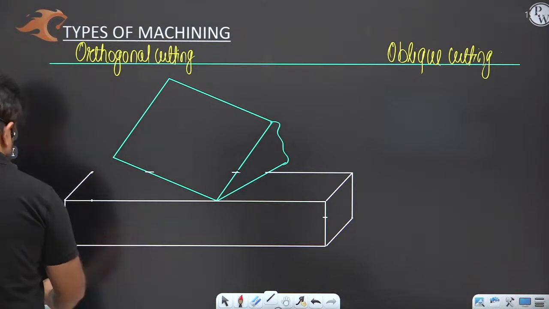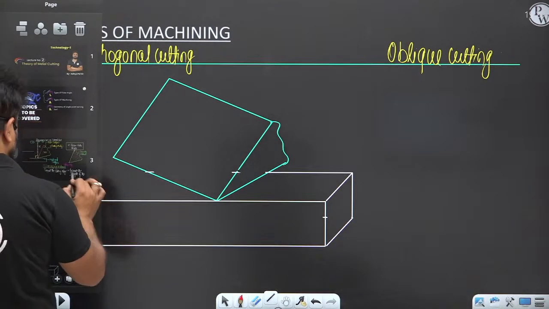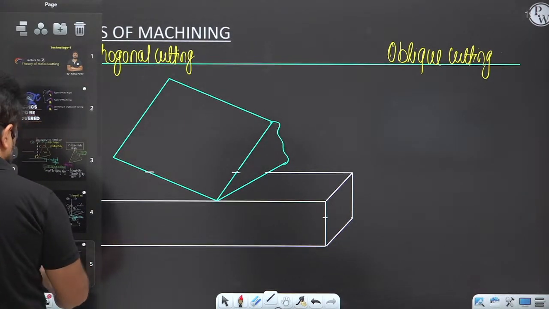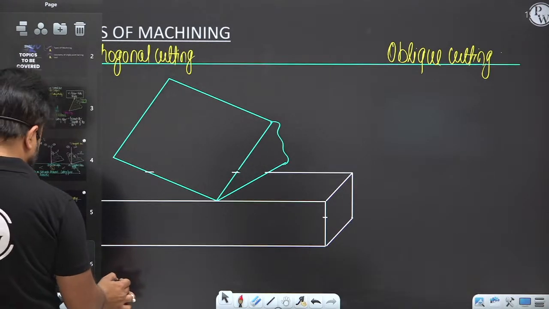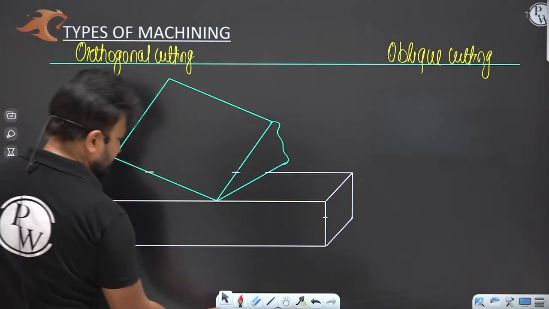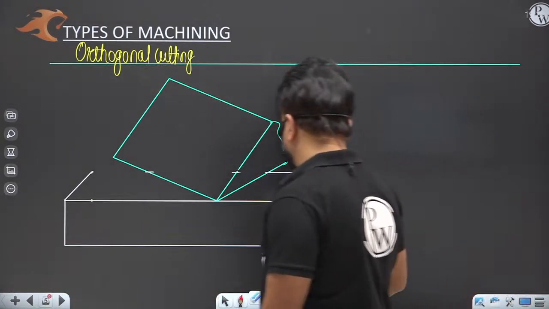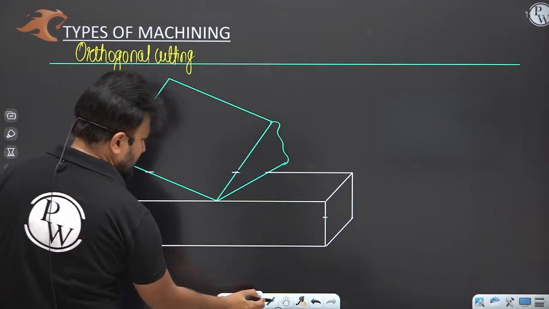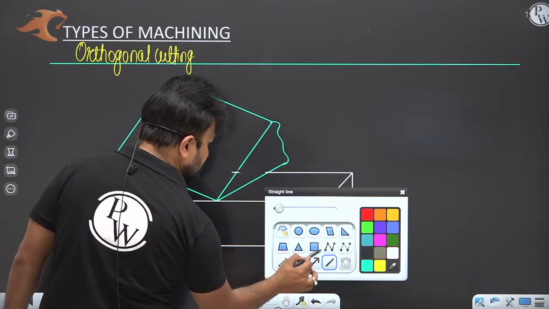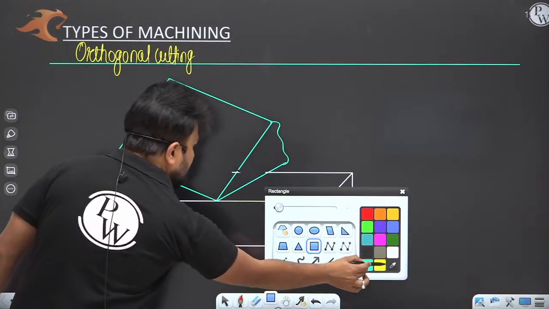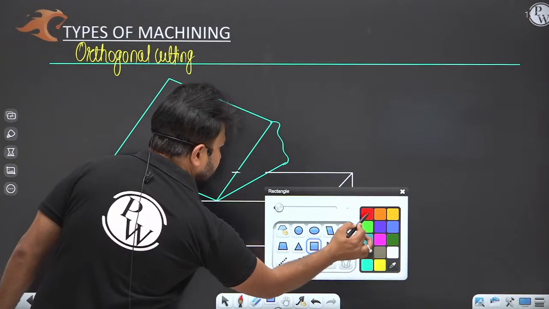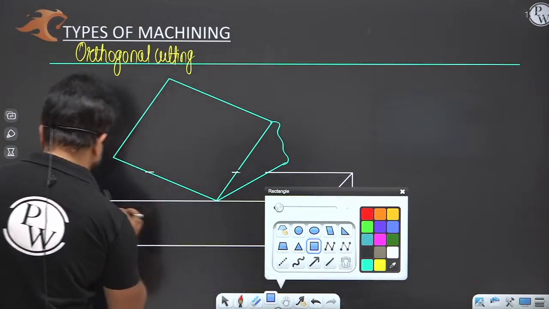Let me make a copy of this diagram. And first of all, I am going to explain orthogonal cutting first, right? Orthogonal cutting first. Try to understand this thing, my dear.